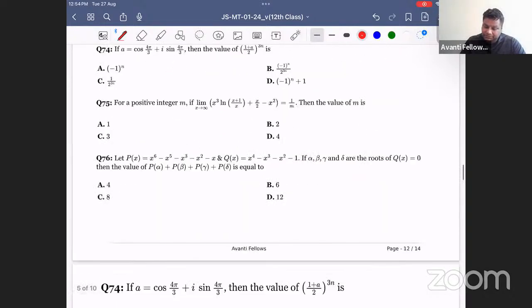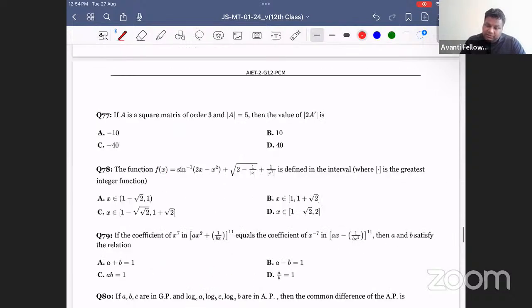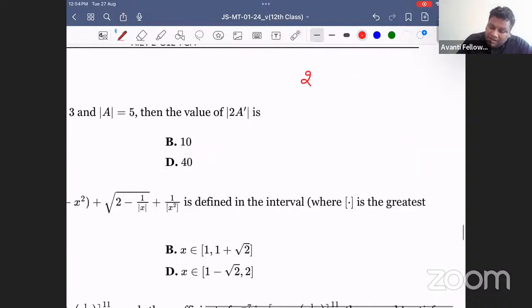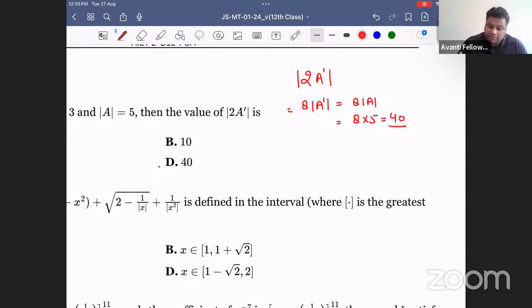This is done. Now let's jump to question 77. A is a square matrix of order 3. Determinant of A is 5. See, they are asking for the determinant of 2 times A dash. If A is a 3 by 3 matrix, I take 2 common from each row, it will become 8 times the determinant of A dash. That is 8 times determinant of A, and determinant of A is given to you as 5. So 8 fives are 40, is your answer. Got it?